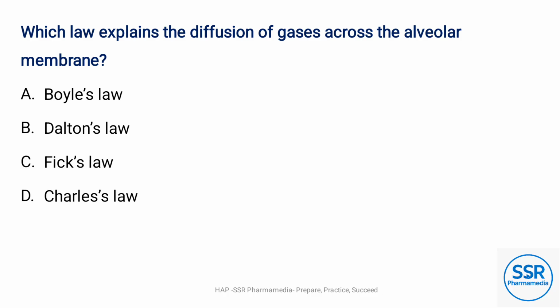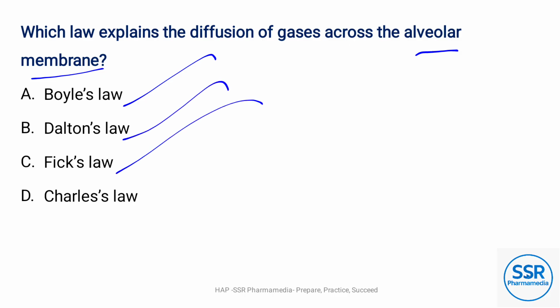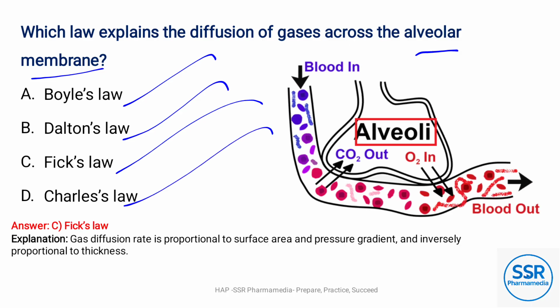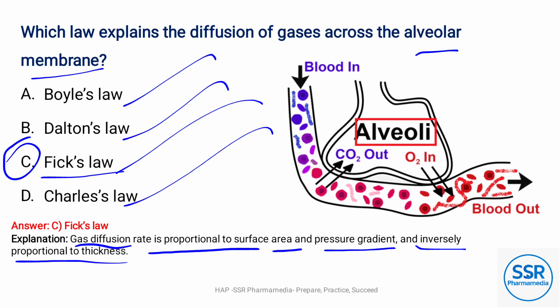Which law explains the diffusion of gases across the alveolar membrane? Option A, Boyle's law. Option B, Dalton's law. Option C, Fick's law. Option D, Charles's law. So the answer is option C, Fick's law. Fick's law explains that the gas diffusion rate is proportional to surface area and pressure gradient, and inversely proportional to thickness.